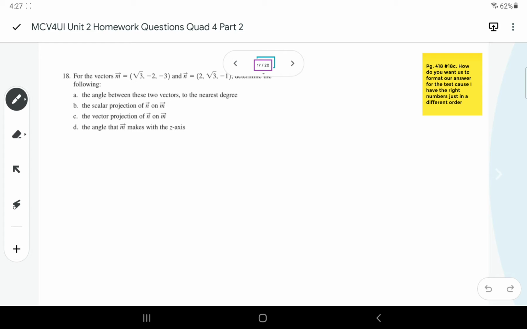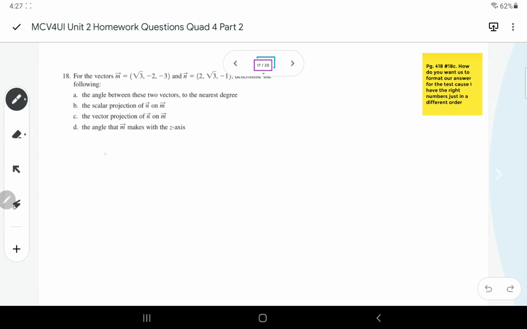So this one, for page 418, number 18C, the vector projection of n on m. So how do we want to format the answers for the test? Because I have the right numbers just in a different order. All right, so let's just try this one.